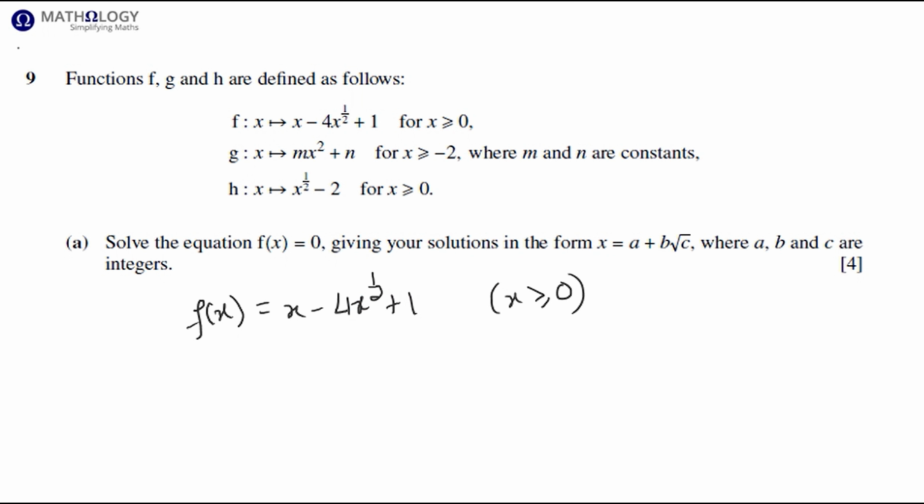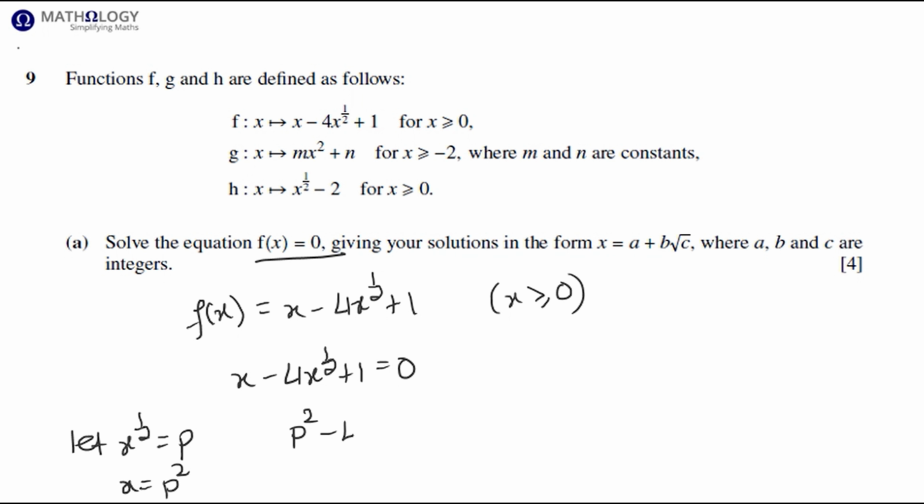Now, we need to solve the equation x minus 4x to the half plus 1 equals 0, since we're looking for f of x equals 0. This is now a quadratic with fractional indices. So what we're going to do is use a substitution. We're going to let x to the half equal p. You can use any letter except x. And therefore x will equal p squared. So we're going to rewrite this expression here as p squared minus 4p plus 1 equals 0.